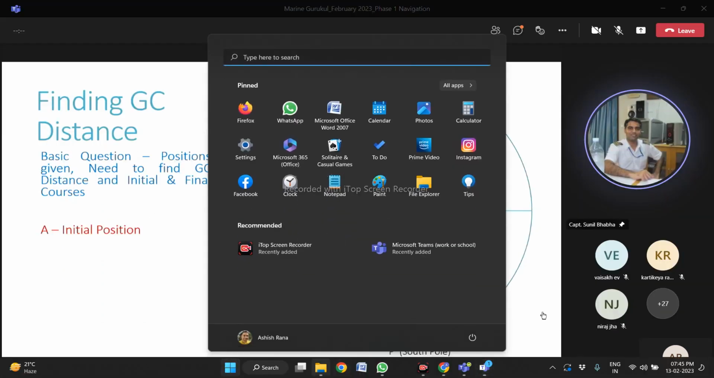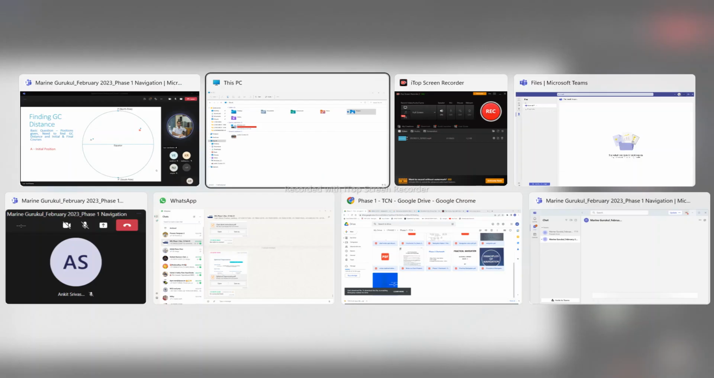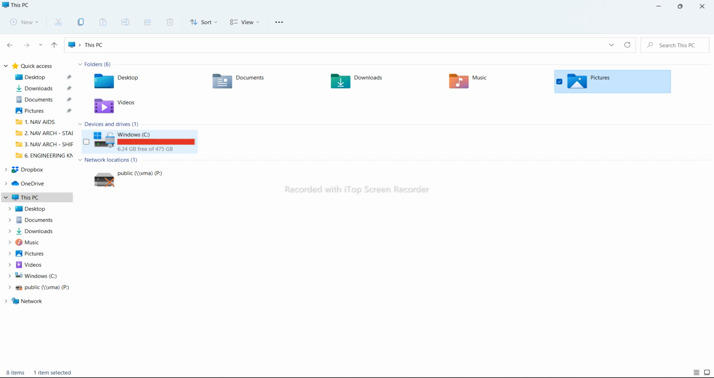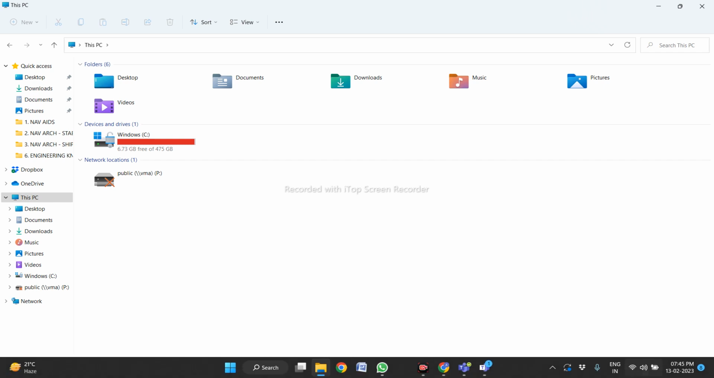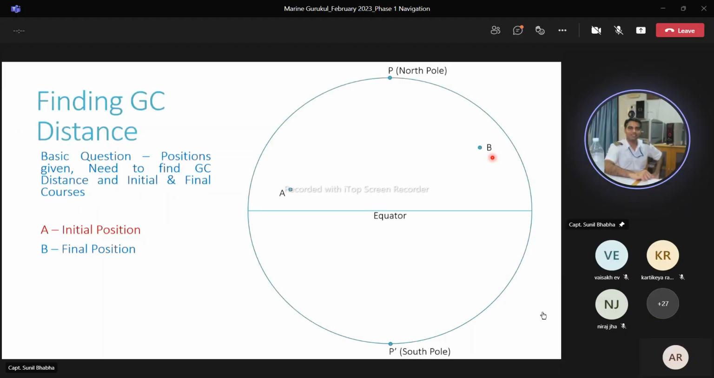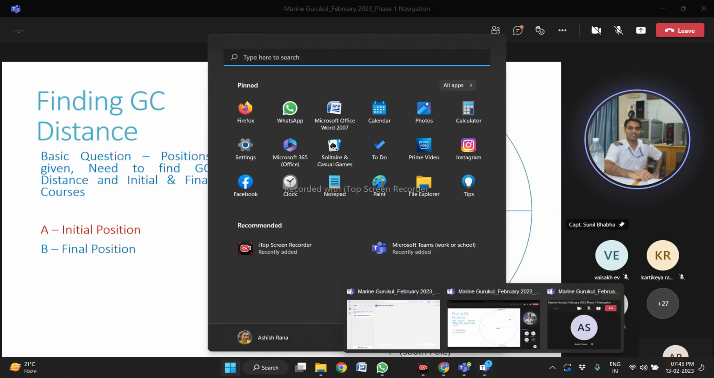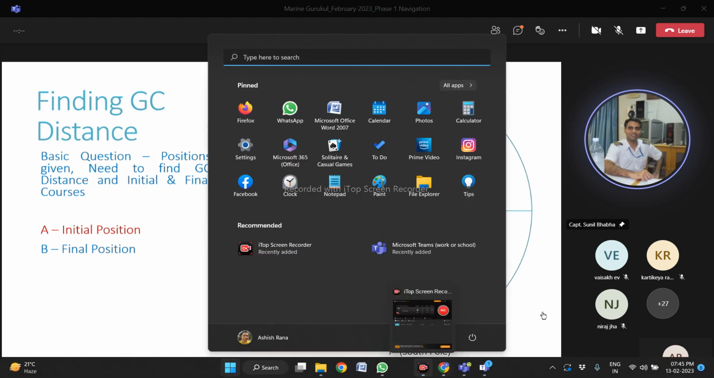Let's mark the final position also. Let's assume that the final position of the ship, or the destination, is here. Let's name that final position as B. B is the final position or the destination where we want to reach. Now we want to calculate what is the great circle distance between A and B. And when we are moving along this great circle track, what is our initial course when we depart from the starting position A, and what is our final course when we reach our destination position B?